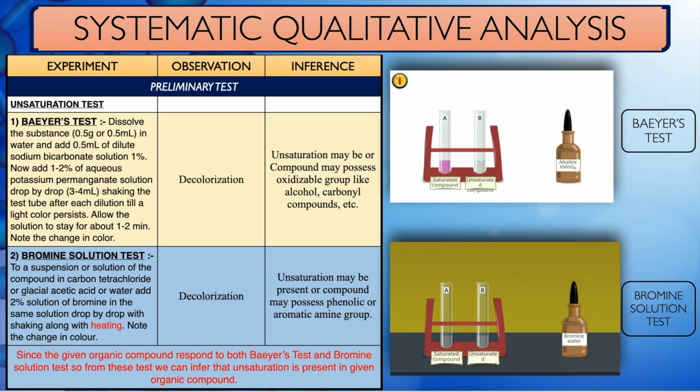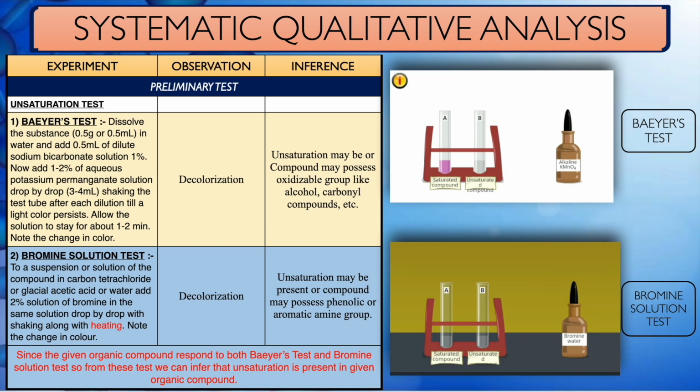Now, particularly talking about our case, the decolorization did take place, and henceforth it infers that unsaturation may be present or the compound may possess an oxidizable group like alcohol, carbonyl compounds, etc. Now, coming on to the second part of the unsaturation test, that is the bromine solution test. Now, please look into the video.